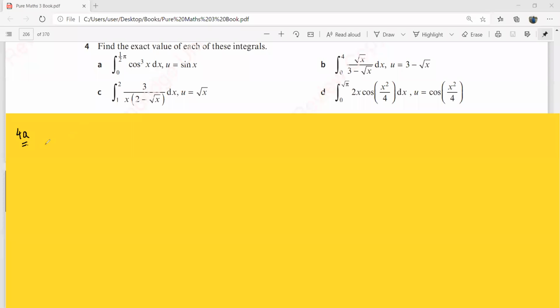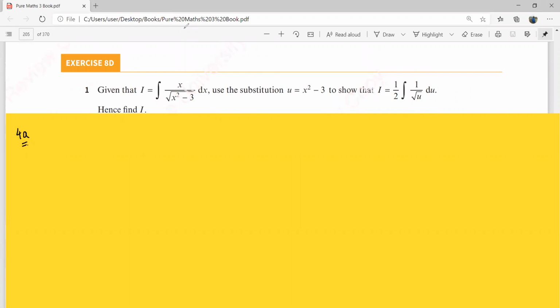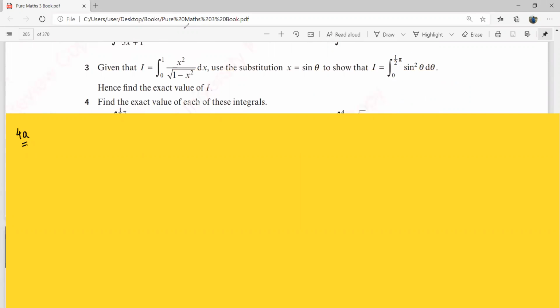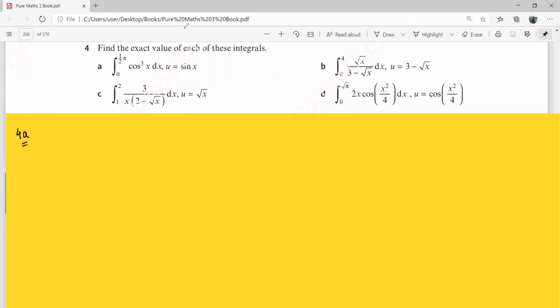Let's have another go on the integration by substitution. Okay, this is mainly exercise. What exercise is it? 8D of this page, P3 book. I'll be solving some of the questions from here. This fourth question. Now please see this. We have to solve.